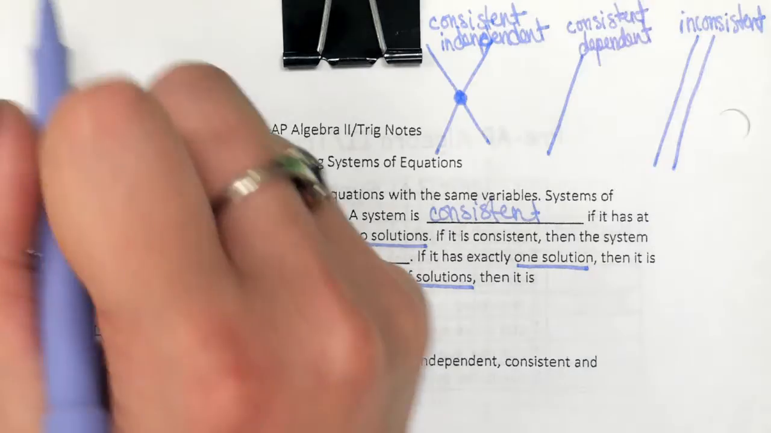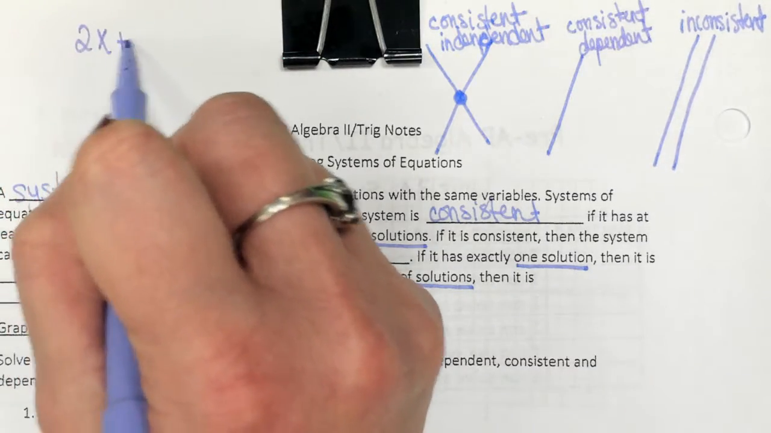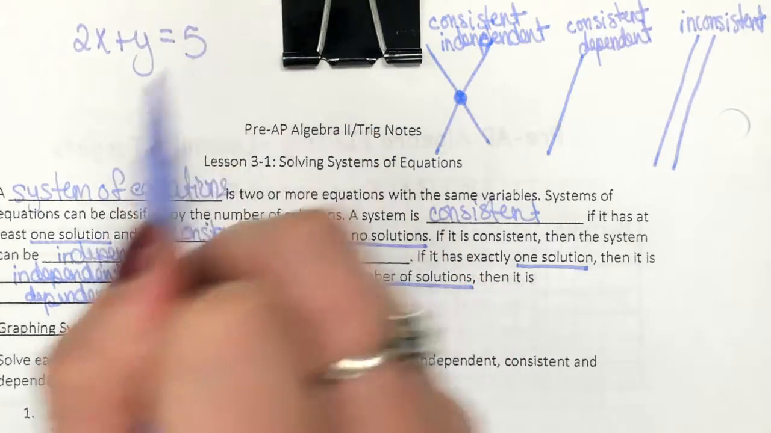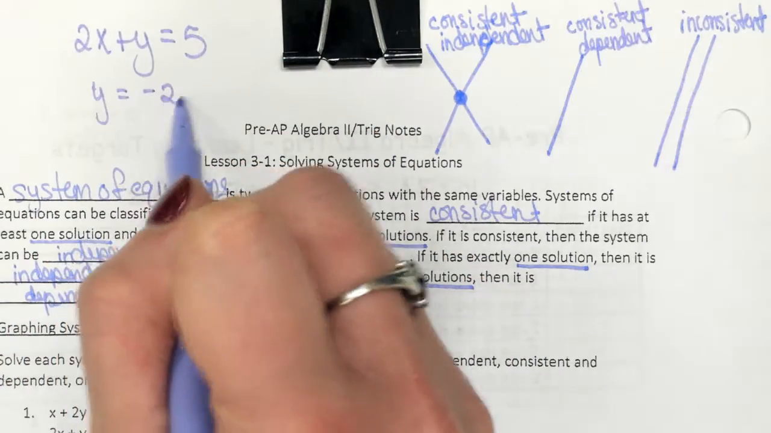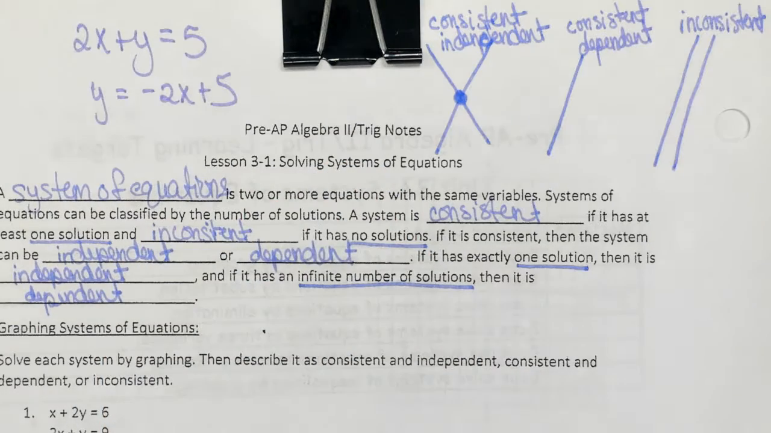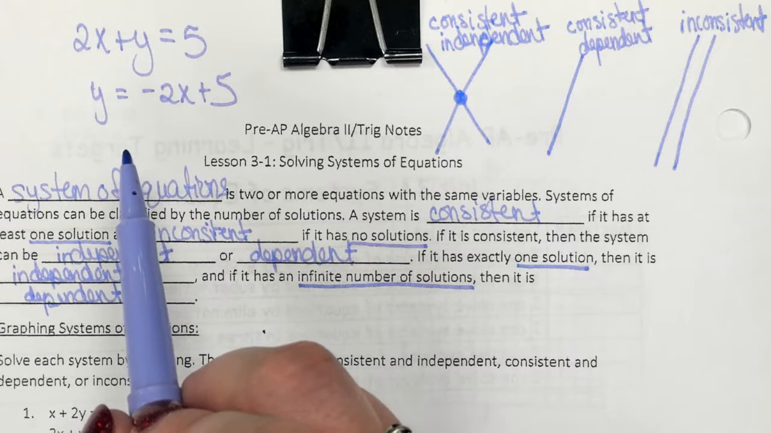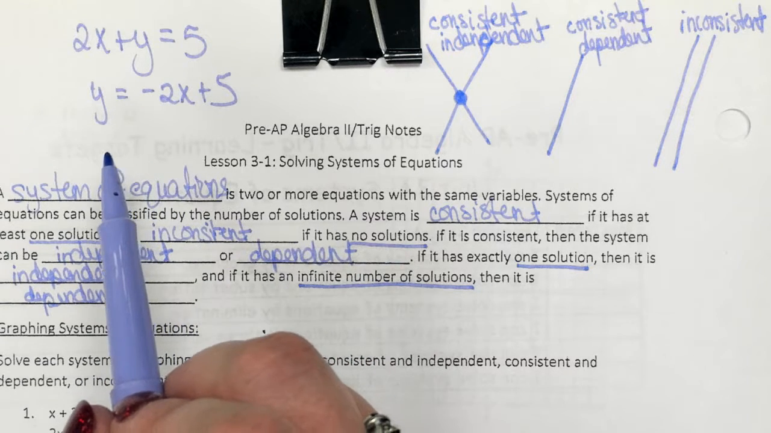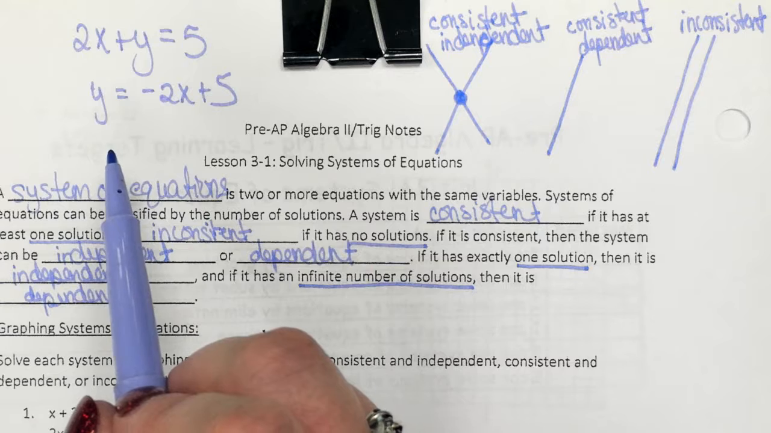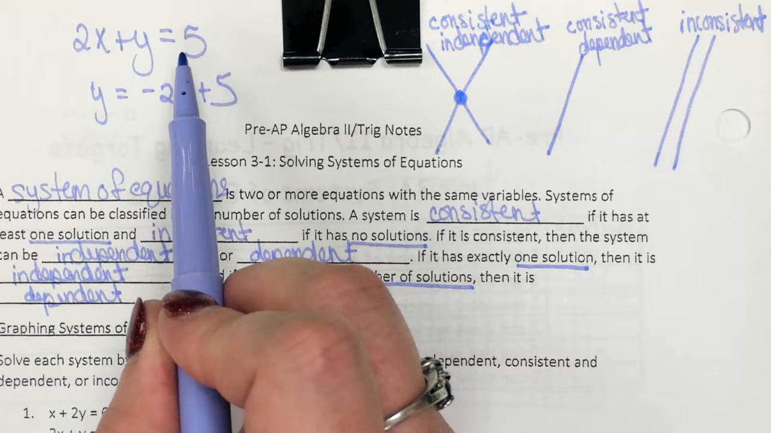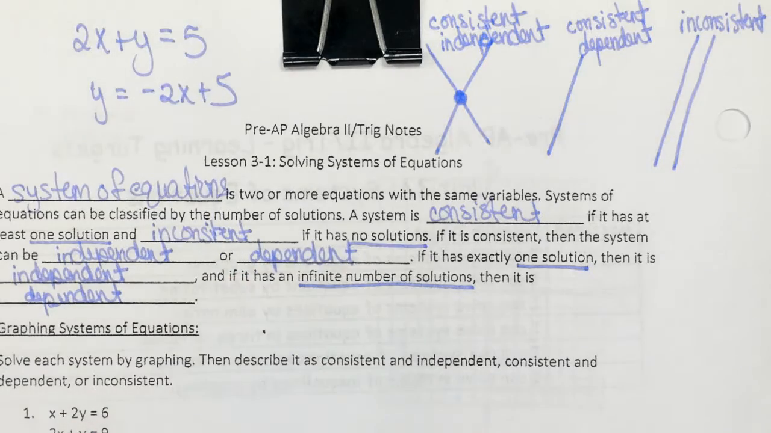So let me give you an example. Like 2x plus y equals, give me a number, 5. Or y equals negative 2x plus 5. A system is 2 or more equations, right? Right now we're going to review from algebra, so we're only going to have 2. Are those 2 the same line? Yes. Why? Because once you subtract the 2x, you get y equals negative 2x plus 5. You get the same thing, right?